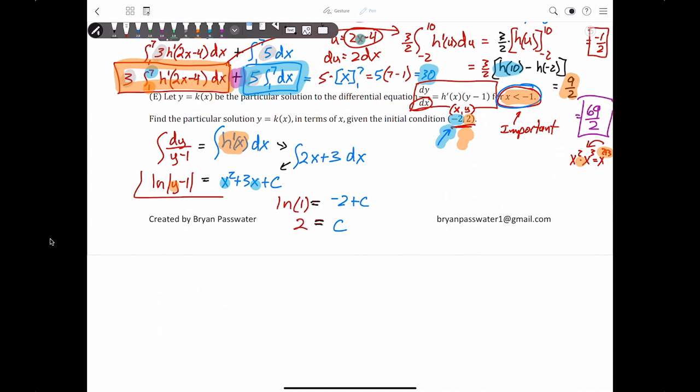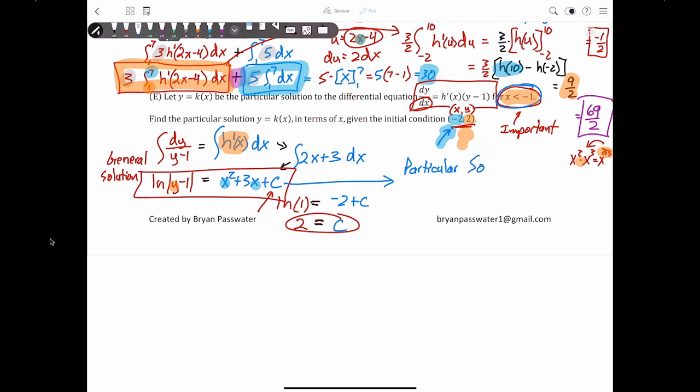Okay, so back here, this was my general solution because we didn't know our c, our constant term. It's still variable because we don't know c yet. But now that we've found it, we can upgrade it to the particular solution. The particular solution will have c equal to 2. So we'll have the natural log of the absolute value of y minus 1 is equal to x squared plus 3x plus 2. And now, to solve, we just have to get y by itself.